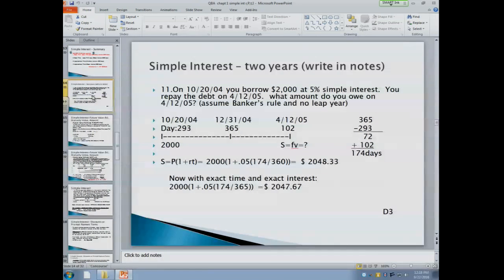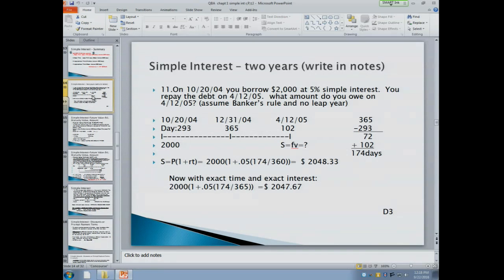So I'd like to go and give you an example. Number 11, on 10/20/04, you borrow $2,000 at 5% simple interest. You repay the debt on 4/12/05. What amount do you owe on 4/12/05? Assume Banker's rule, and there's no leap year.